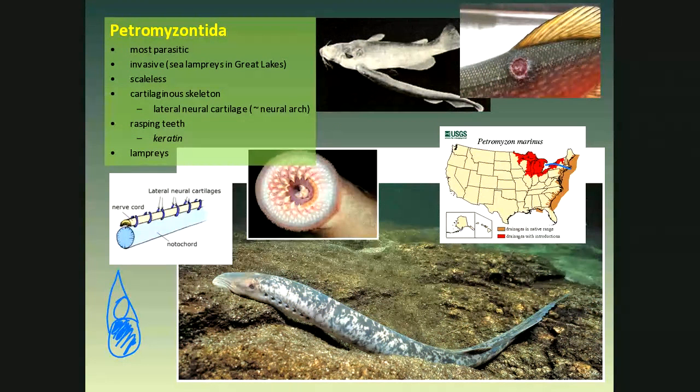Round mouth, teeth of keratin, just like in the hagfish. Rasping teeth. This is the mouth of this organism. The way they live, these are gill openings, by the way, in the eye. They attach themselves to a host fish, like you see here, and then they use these keratinous teeth in that round mouth to rasp a hole or chew away a hole in the outside of the fish.